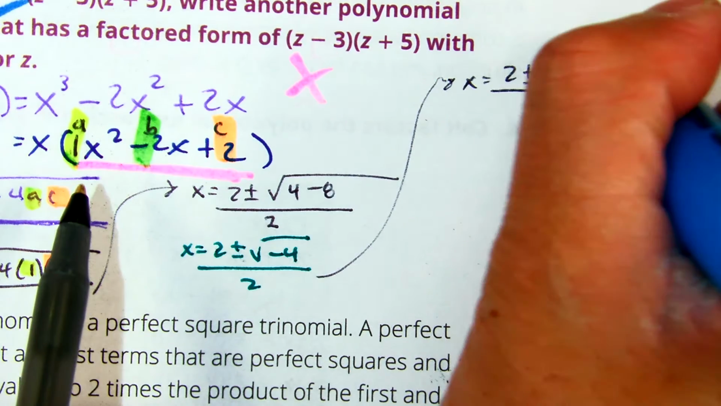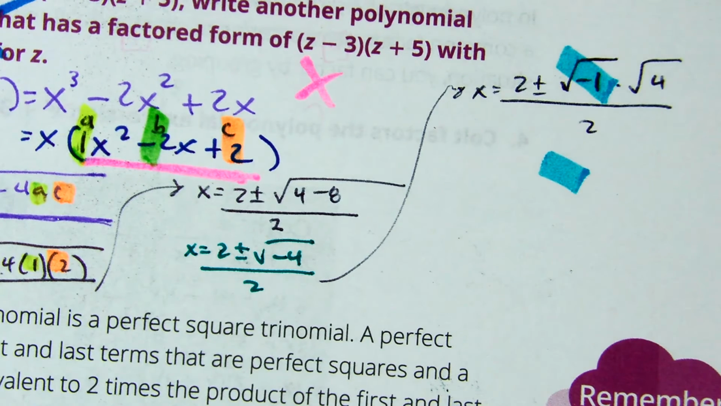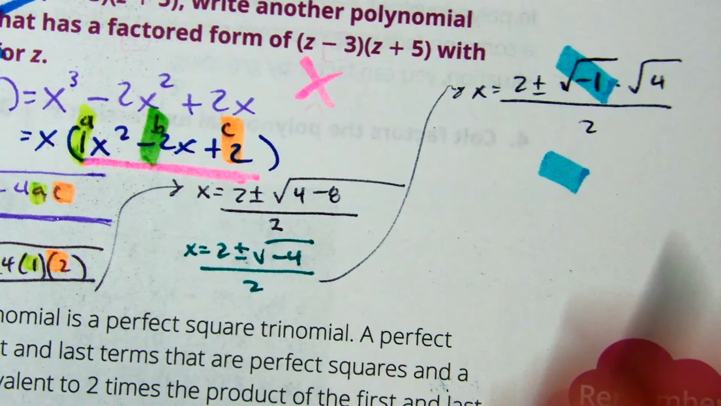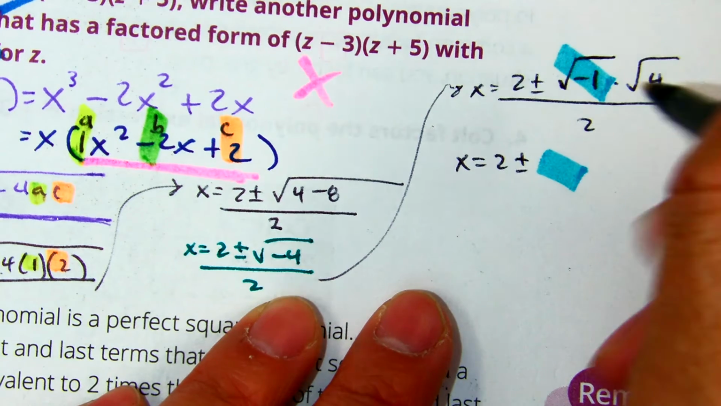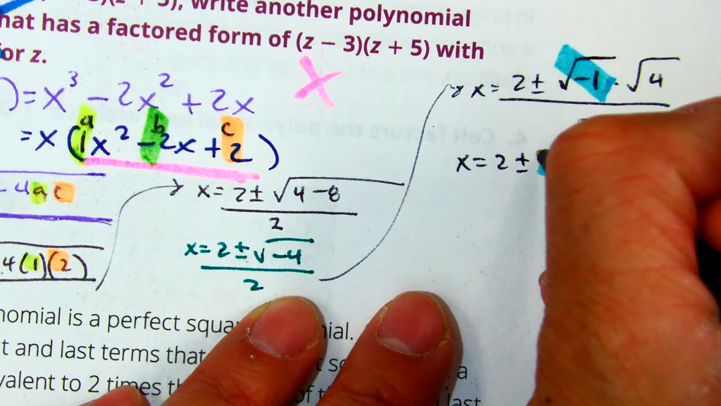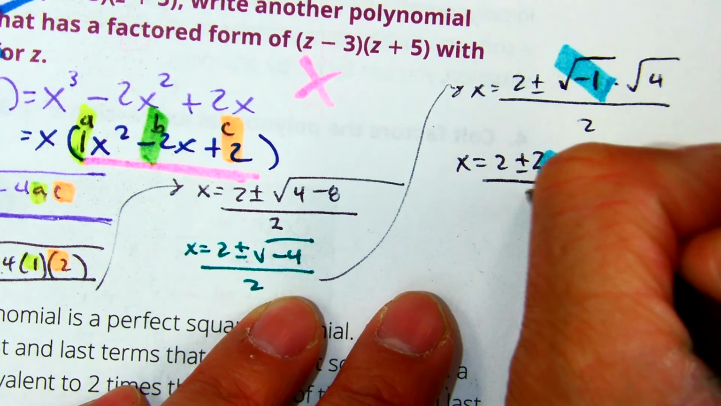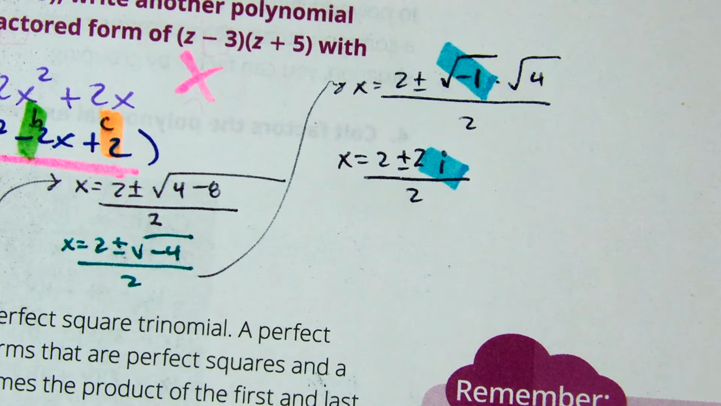Partner A, tell partner B what you know about the square root of negative 1. Alicia, what is the square root of negative 1? Alicia, what's the square root of 4? All over 2. With your finger, show me what is the GCF. The GCF is a 2.